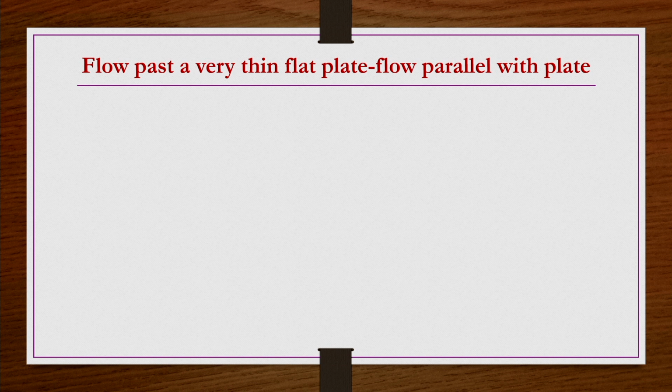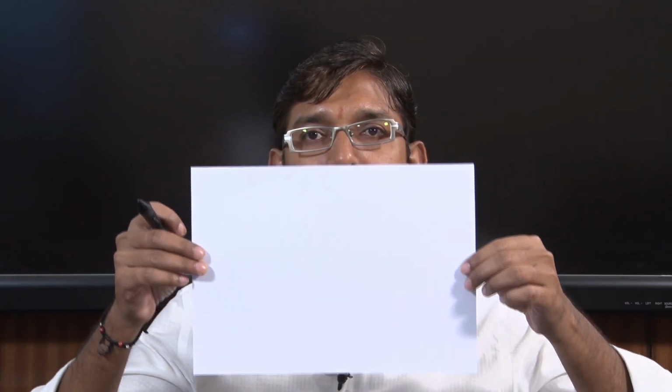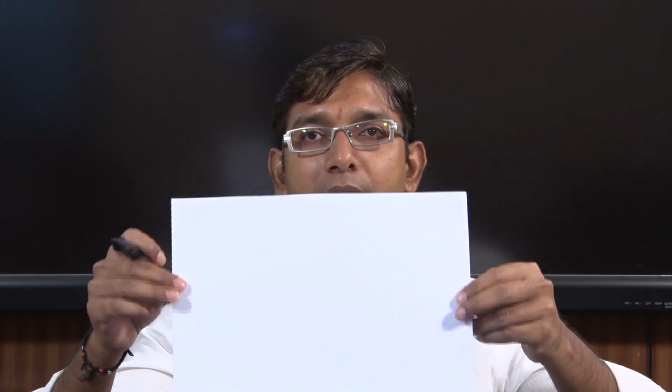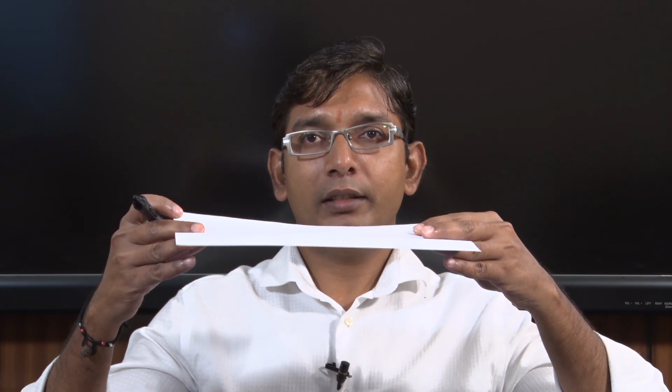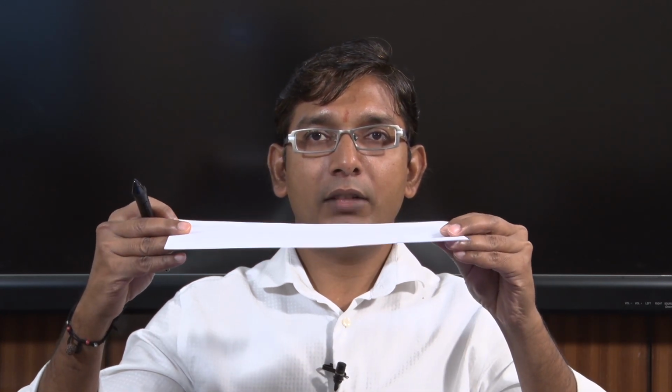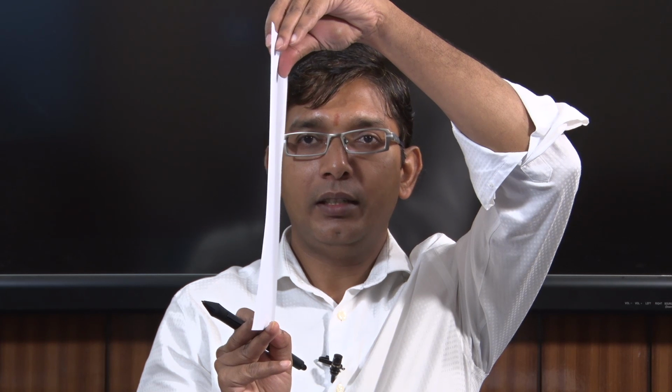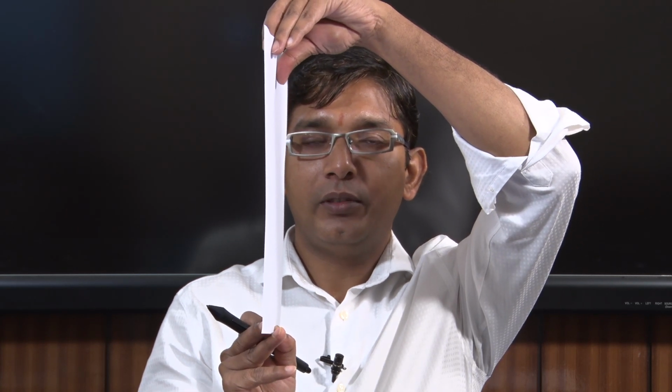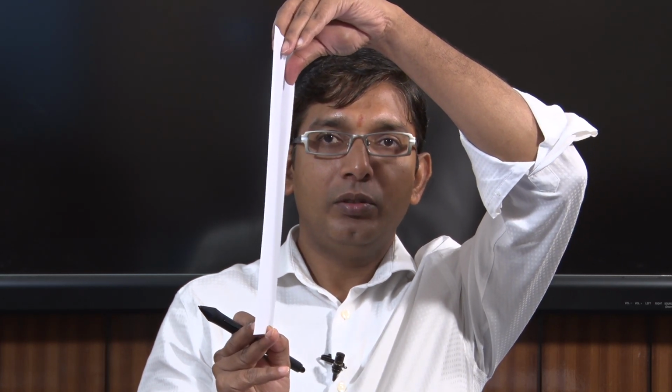Now let us assume this is a thin flat plate that we are taking, like this paper sheet, very thin. You can have an orientation in different directions. Let us say the flow is coming from left to right. If you take this orientation, the drag would be different, and if you make the orientation like this, it will be a very different drag, and if the flow is still left to right, the drag is again different.